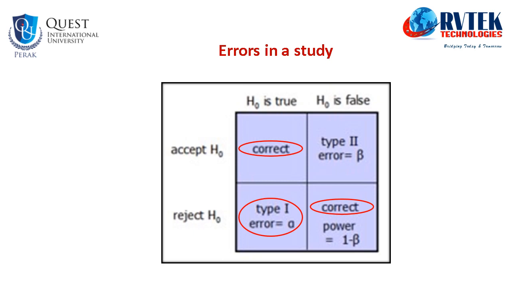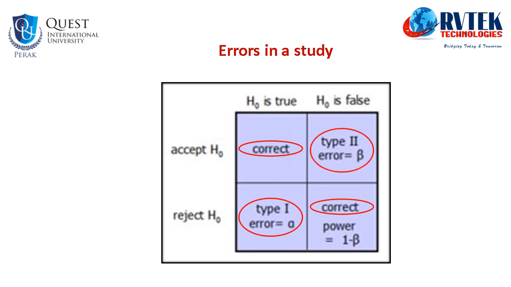Then the third possibility is that the null hypothesis is really false in the population and you are rejecting the null hypothesis. In your study also you found that the null hypothesis is false and you are rejecting it. That is known as a correct study. So in that case, the power of the study is also good.